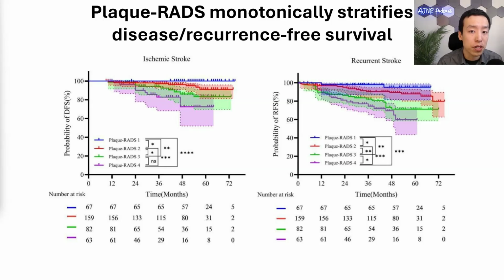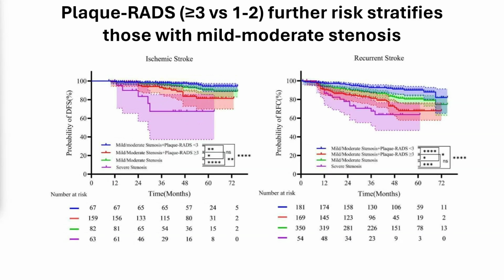And so for listeners who are not able to see the graph on video, let me read out some numbers to you. In the patients that were asymptomatic at baseline, the 5-year disease-free survival fell from 100% for Plaque-RADS 1 to 91% for Plaque-RADS 2, 83% for Plaque-RADS 3, and 73% for Plaque-RADS 4. In the baseline symptomatic stroke patients, 5-year recurrence-free survival fell from 95% for Plaque-RADS 1 to 86% for Plaque-RADS 2, 80% for Plaque-RADS 3, and 65% for Plaque-RADS 4. So the bottom line is that there's a monotonic stratification of stroke risk longitudinally with different Plaque-RADS levels.